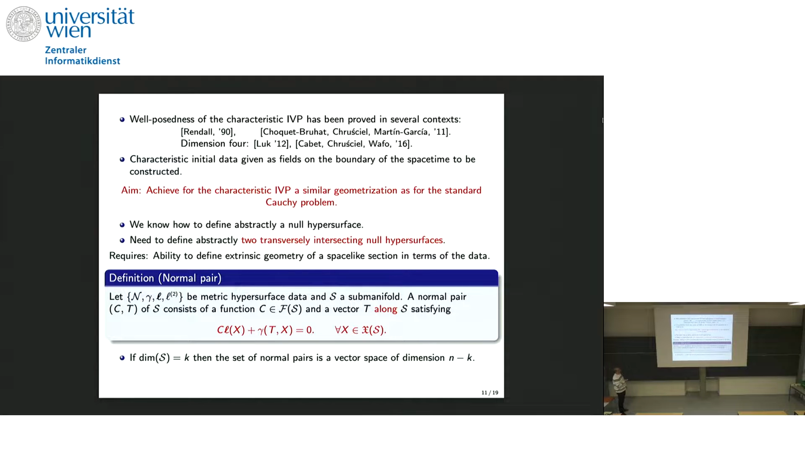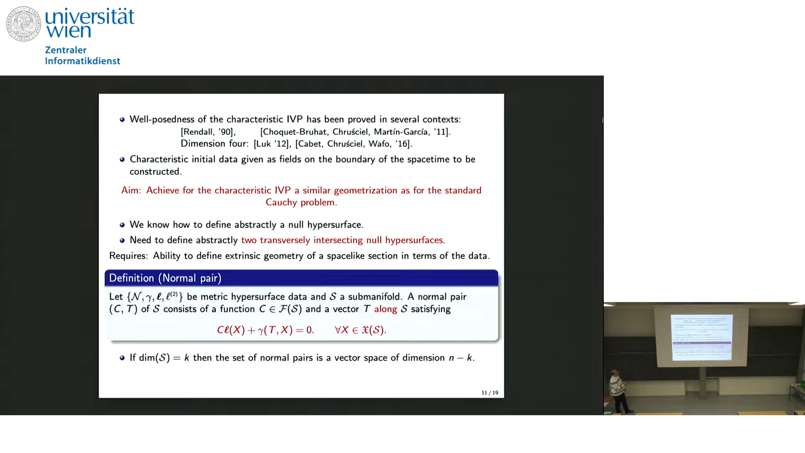Now, this is a linear condition, and it's easy to show that if the dimension of S is k, then the set of normal pairs forms a vector space. This is immediate because it's a linear relation. And the vector space has dimension n minus k, where n is n plus 1. So it has the codimension of S in n plus 1. This is the dimension of this collection of normal pairs.